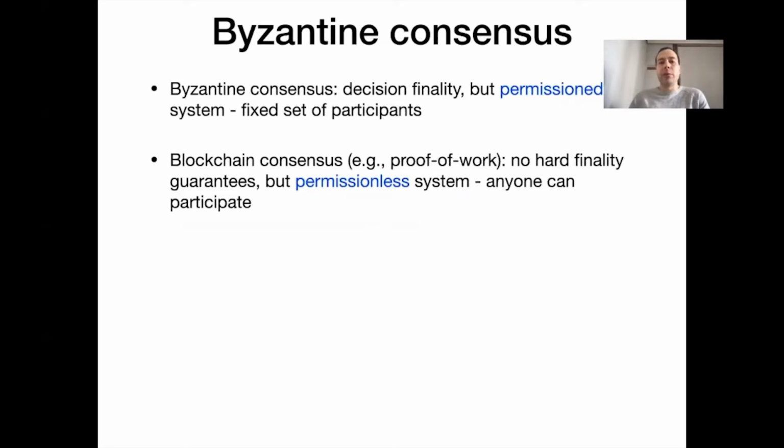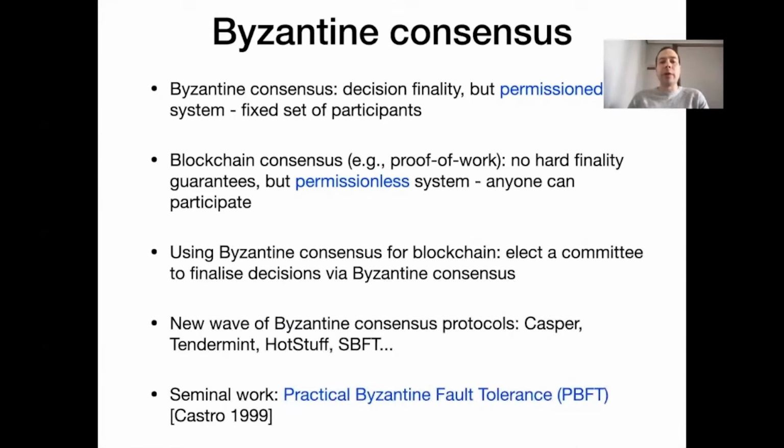So Byzantine consensus has been studied for ages, but when blockchain came along, people opted for different kinds of block protocols, and that's because classical Byzantine consensus assumes what is now called a permissioned system, where the set of participants is fixed. In contrast, blockchain consensus, like proof of work, allows anybody to participate in the system, so the system is permissionless. On the flip side, Byzantine consensus provides hard guarantees on decision finality, but such guarantees are hard to get with blockchain consensus. So both approaches can learn from each other, and for this reason, recently there's been a push to use Byzantine consensus in the blockchain context, usually by electing a committee that will finalize decisions by Byzantine consensus. This has motivated a new wave of Byzantine consensus protocols, more appropriate for this setting, but ultimately they all build on a seminal work from 1999 called Practical Byzantine Fault Tolerance, or PBFT, which was the first practical algorithm in this area.